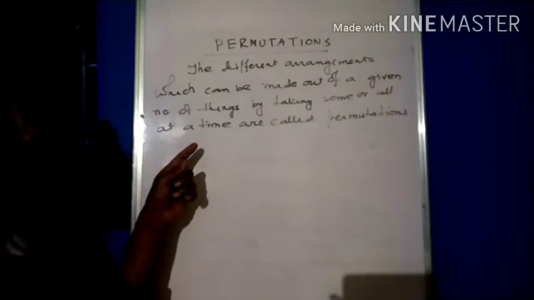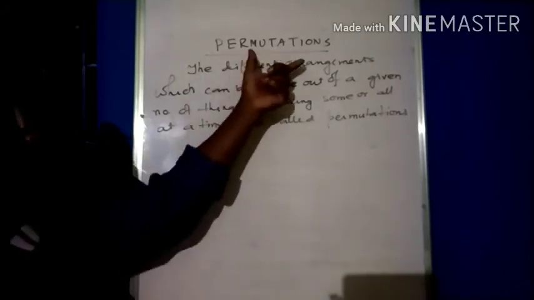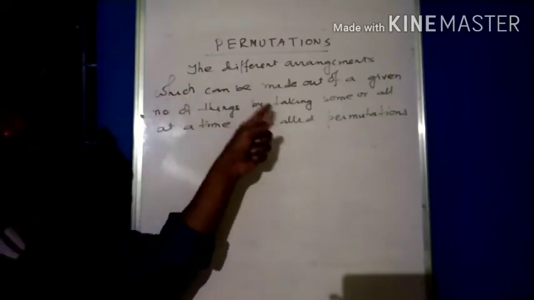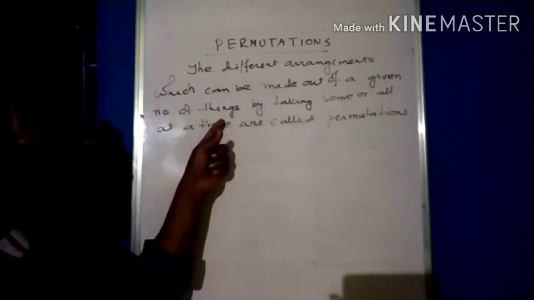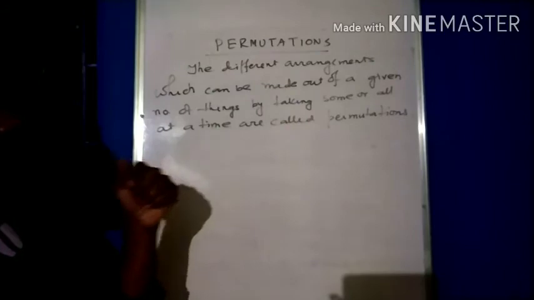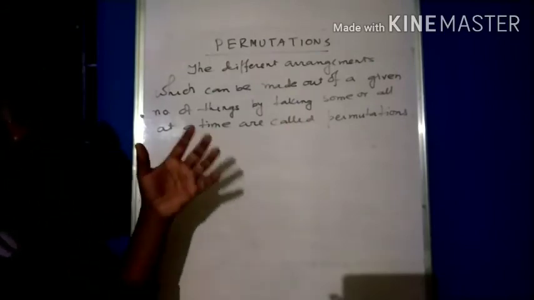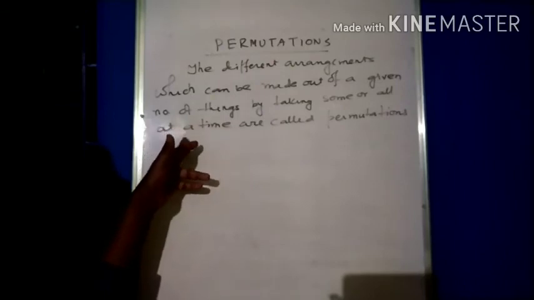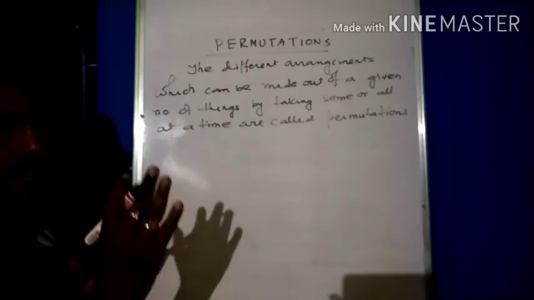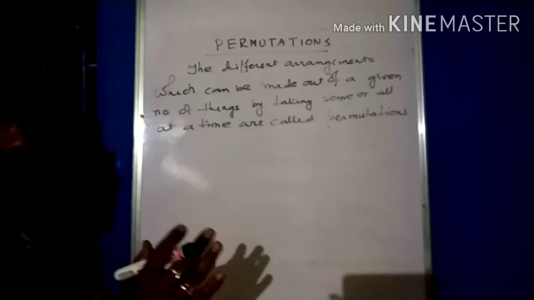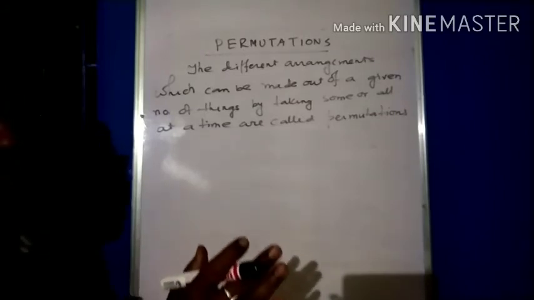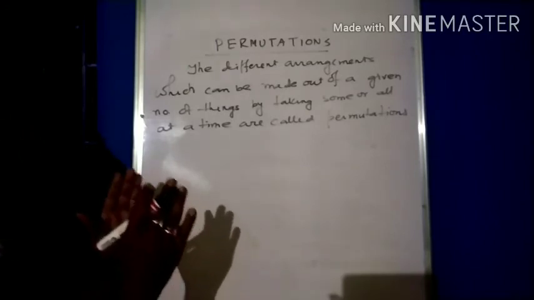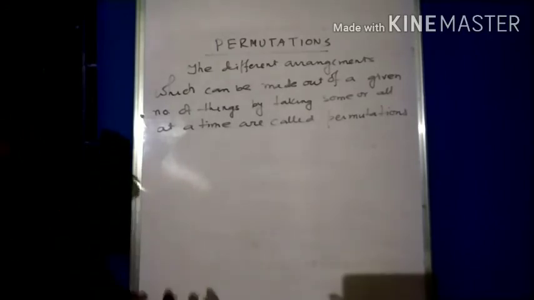Now we are going to discuss the third unit, permutations. What is a permutation? The different arrangements which can be made out of a given number of things by taking some or all at a time are called permutations. Suppose there are 3 boys. If they want to sit 2 at a time, 3 at a time or 1 at a time, that is called permutations.